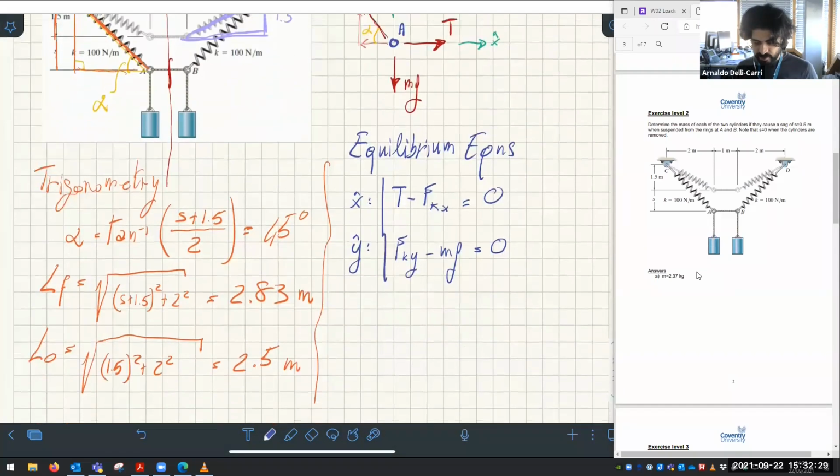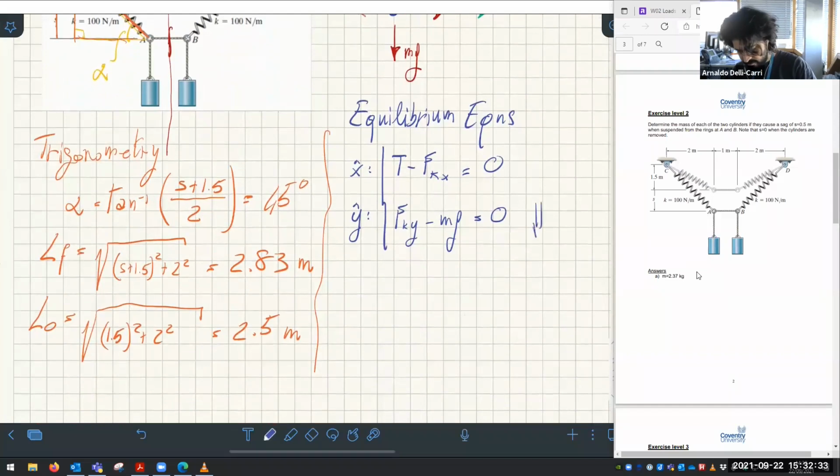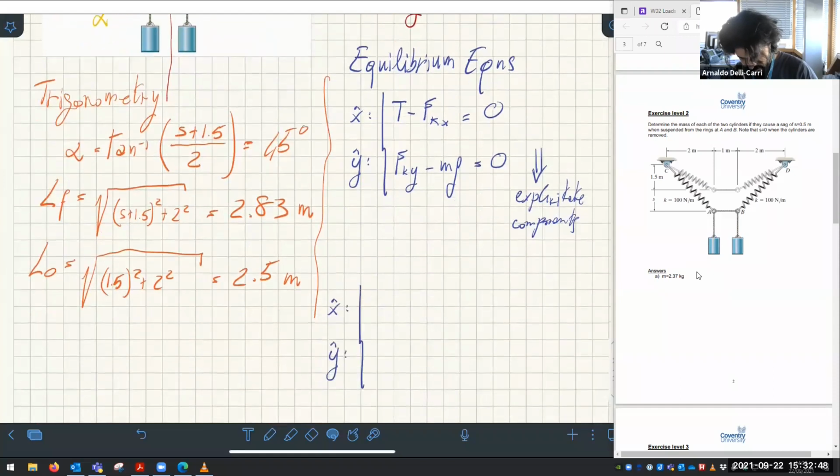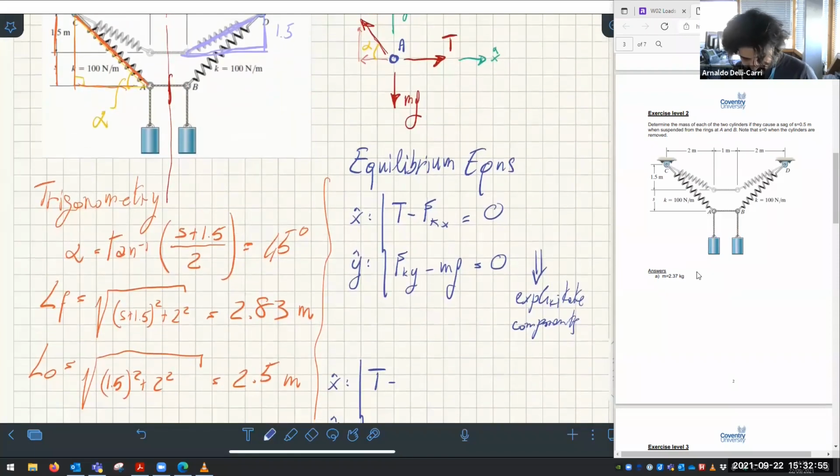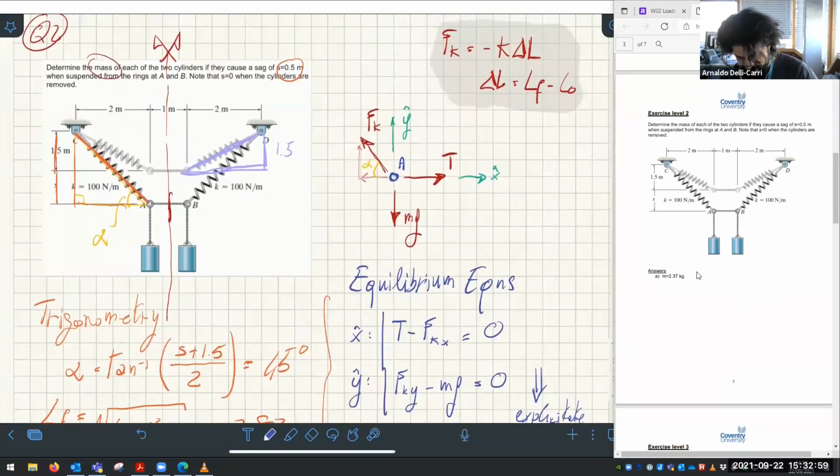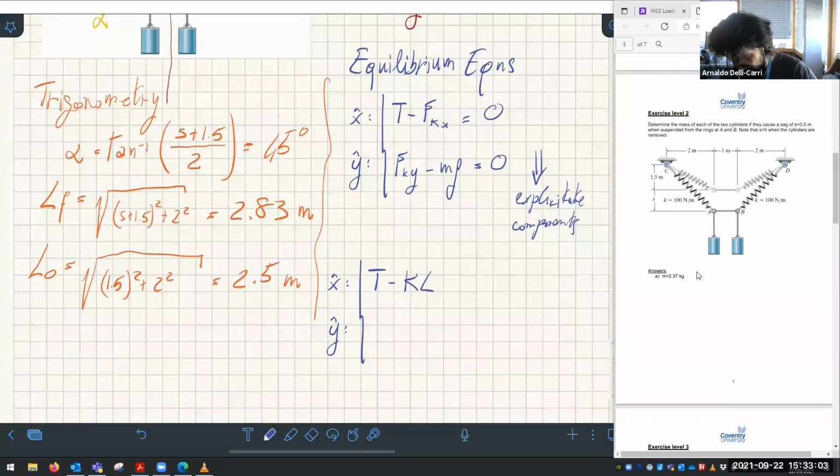Now let's split this into components. So let's explicitate the components. This one becomes T minus, of course, Fkx. Fk, remember, is K delta L. So K delta L cosine of alpha equal to 0. And Fky is K delta L sine of alpha minus mg equal to 0.